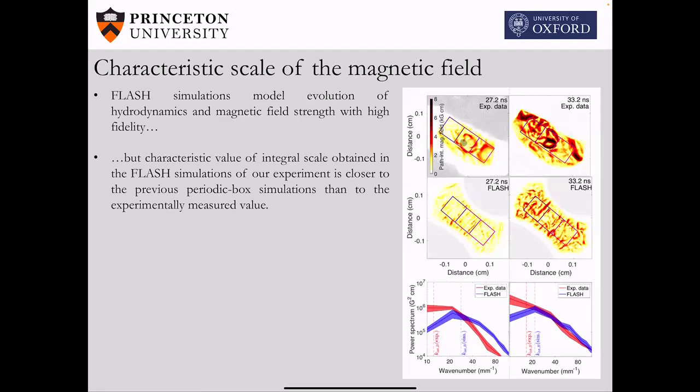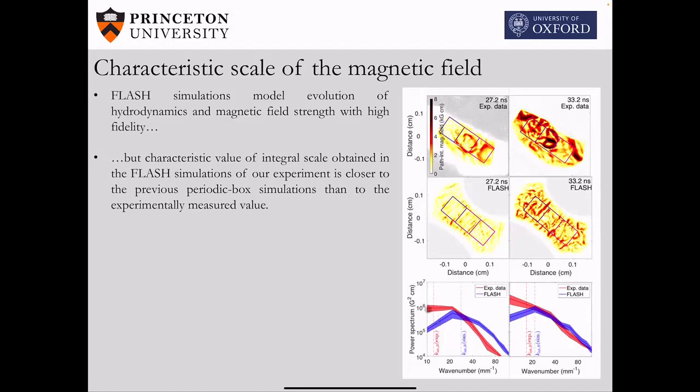To illustrate this, I'm showing here the experimental data at 2 different times, these path-integrated magnetic field maps. On the bottom, I created simulated FLASH proton radiographs, and then applied exactly the same data analysis technique that was applied to the experimental data to those simulated radiographs. One can see qualitatively that the field structures seem to be much smaller by eye in the FLASH data than they are in the experimental data. A bit more quantitatively, one can then infer magnetic energy spectra from both the experimental data and the FLASH data.